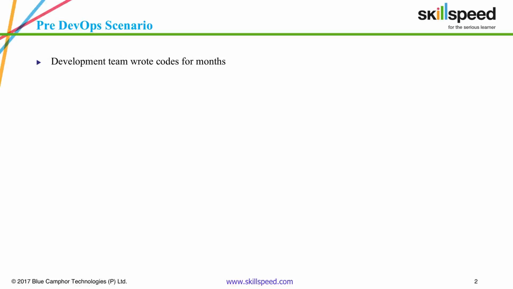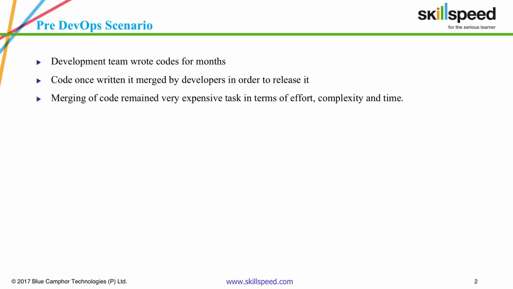Development teams used to write code for months and months before it was actually released. And code, once written, was merged by developers in order to release it. And merging of code remained a very expensive task in terms of effort, complexity, and time.